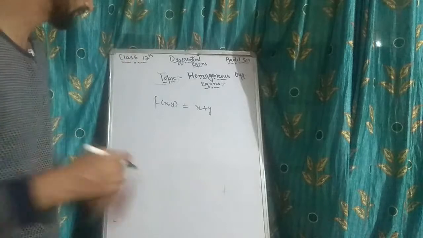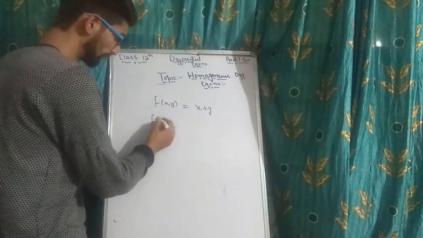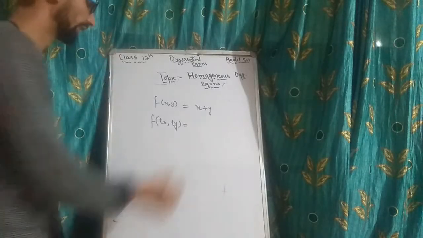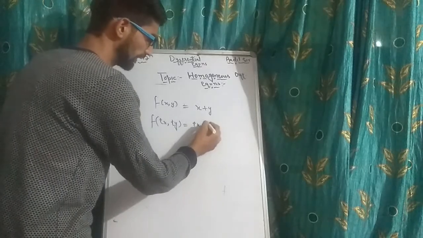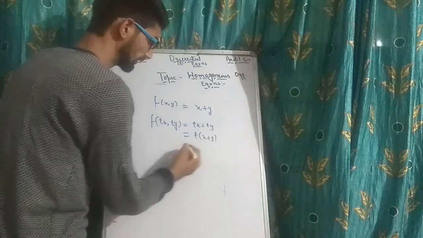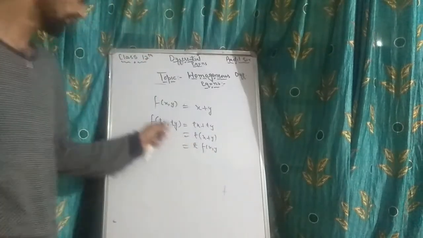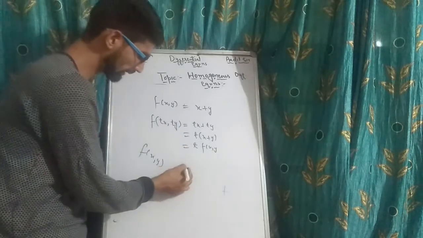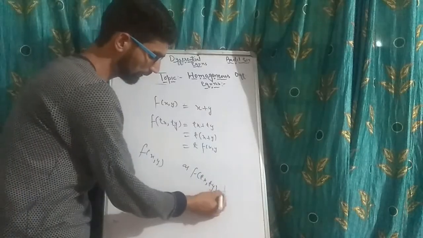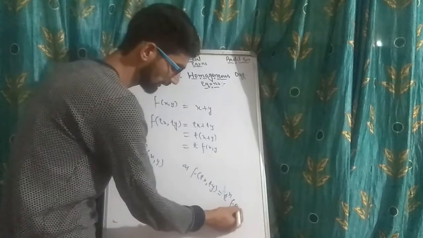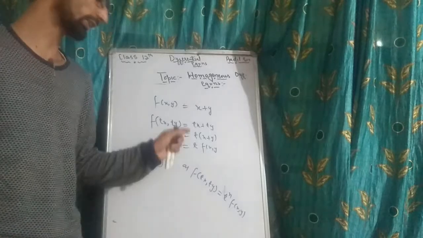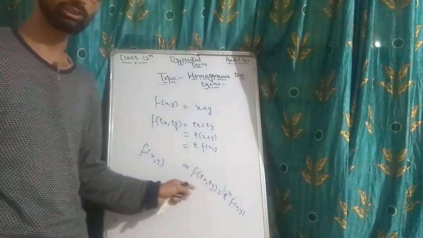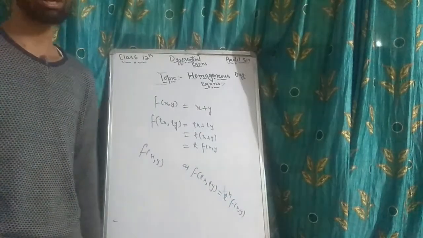We call this function homogeneous if we substitute x as tx and y as ty, and we get the result like this. You check here, it will be tx plus ty. It is further equal to t times (x plus y). So that is t of f of x y. Now if we have a function f of x y such that f of tx ty we get equal to t raised to some n times f of x y, then this function is called a homogeneous function. This n is called the degree of homogeneity.